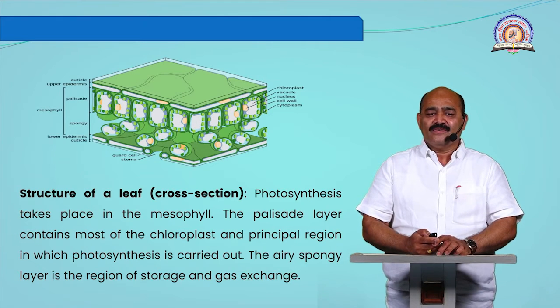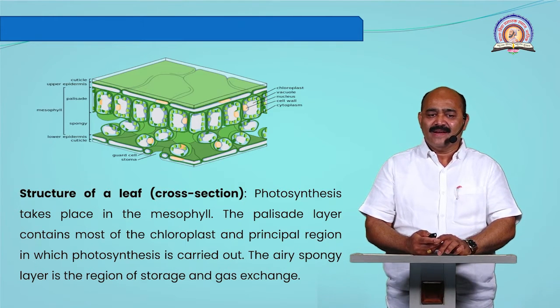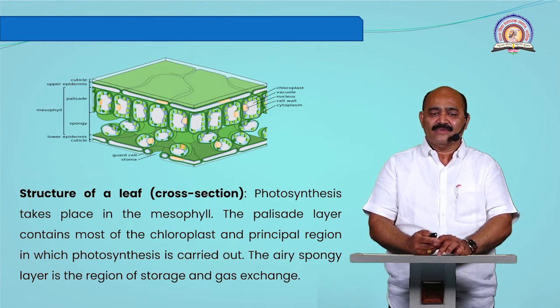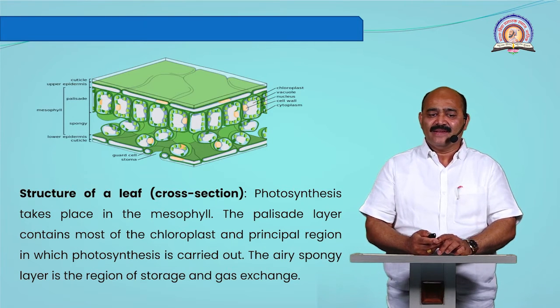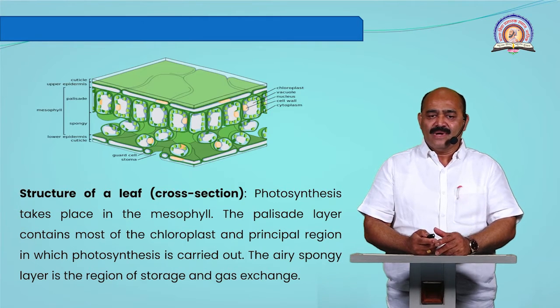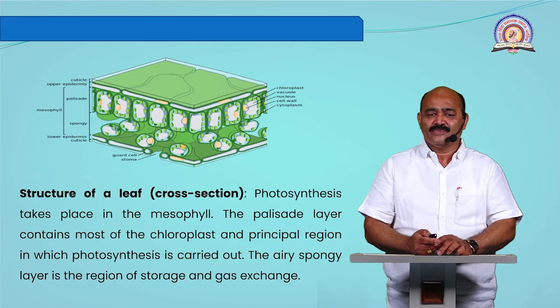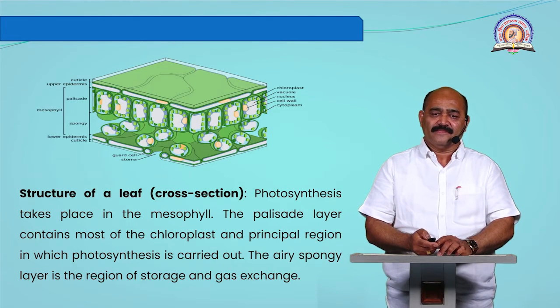See, this is the structure of leaf. The photosynthesis takes place in the mesophyll. The palisade layer contains most of the chloroplast and is the principal region in which photosynthesis is carried out. The airy spongy layer is the region of storage and gas exchange. In mesophyll cells, both stroma and grana portions are present, and actually in stroma and grana portions, the actual process of photosynthesis occurs.